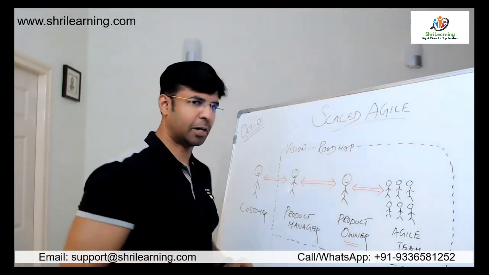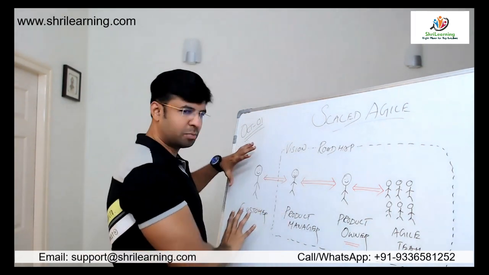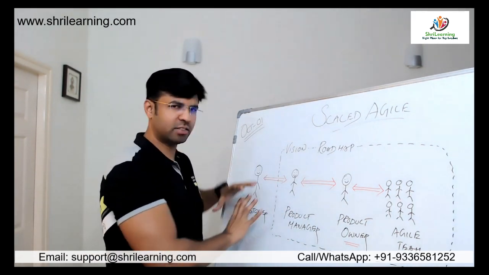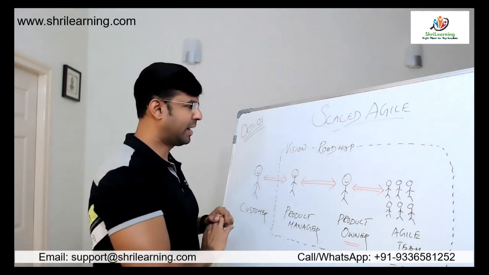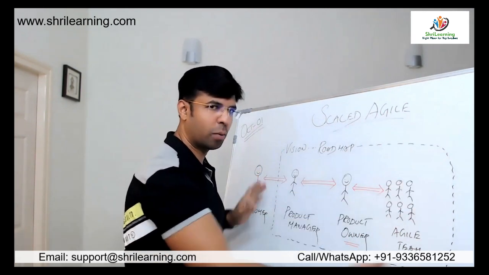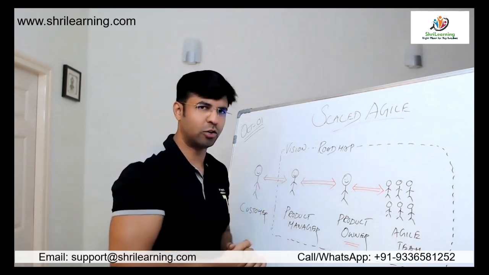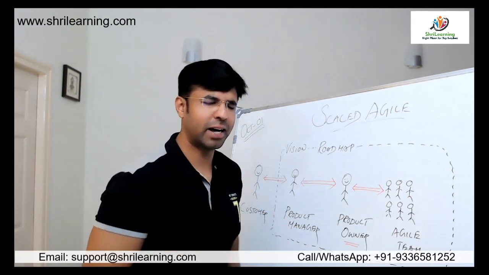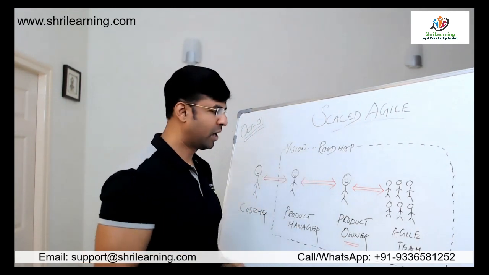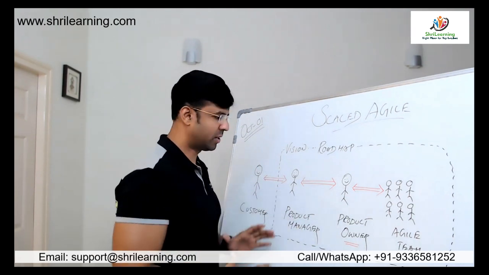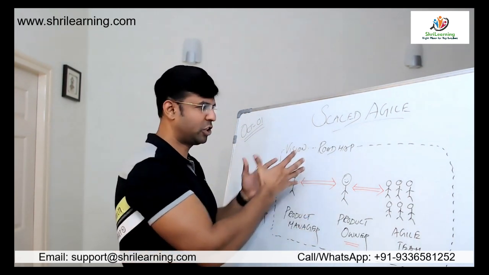In this diagram, you can see that there is a customer here. Of course, the customer requirement details come in, and with this we frame a vision and roadmap. Primarily, the product manager frames the vision and roadmap. I will talk about the product manager in another session, another video. Now let's understand what happens here.